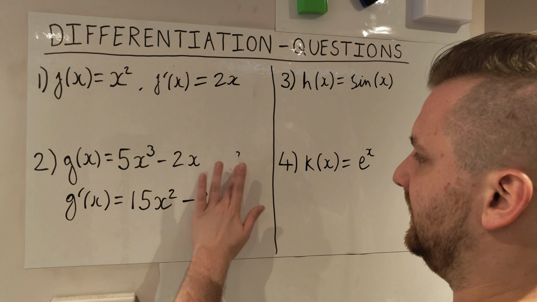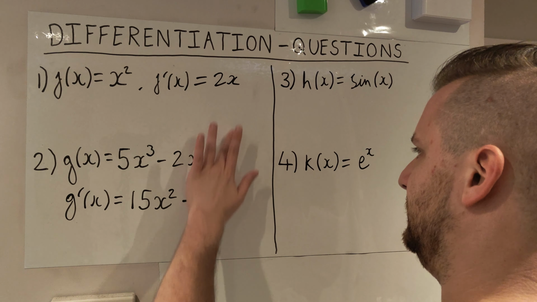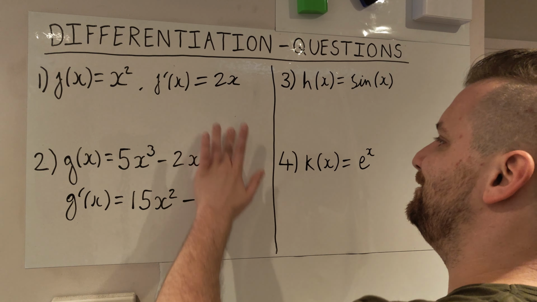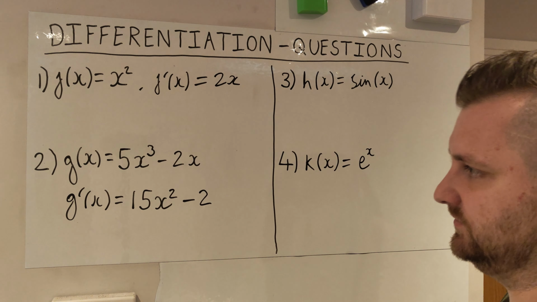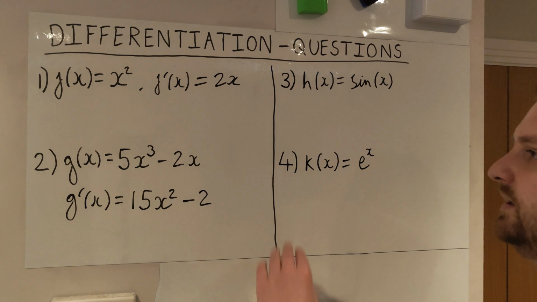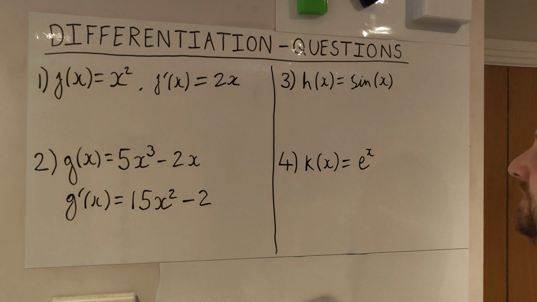Now, you don't need to remember why, at least at this level anyway. Depends what level you're doing. But you can get rid of the constants. That's a general rule for differentiation. So these are kind of like classical differentiation. That's how I'd describe them.